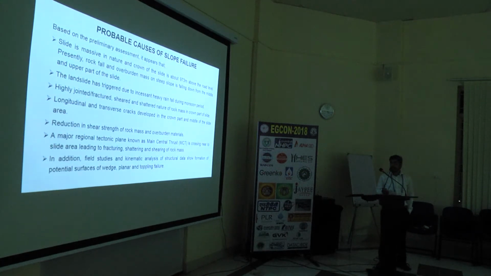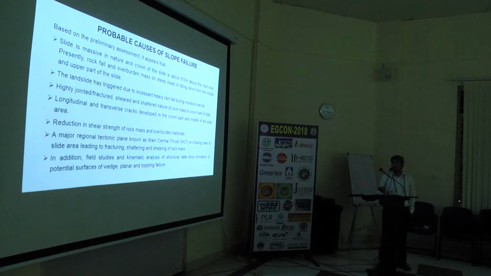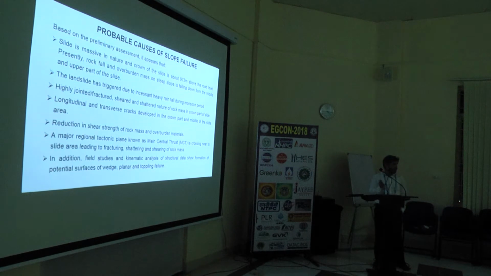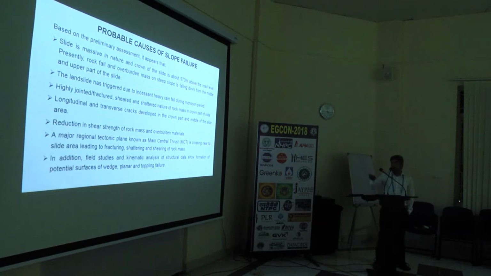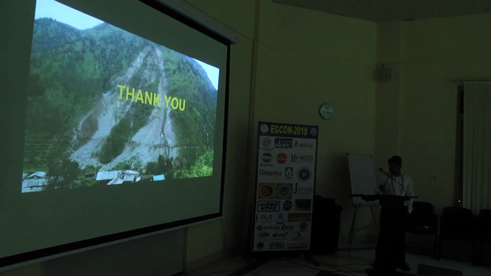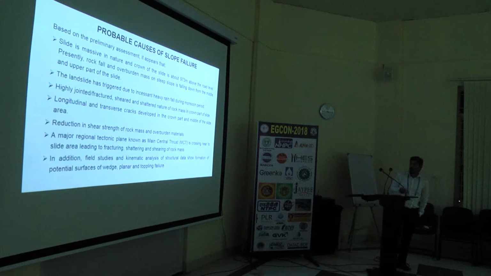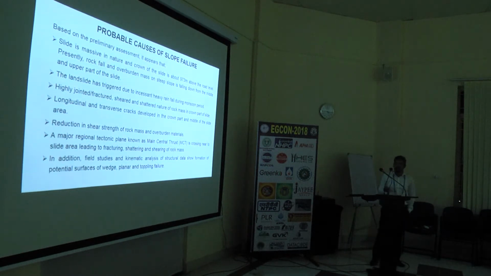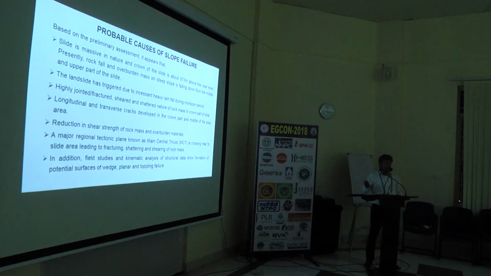As well as, the slide has been triggered by the heavy rainfall during the monsoon period, and highly jointed and sheared or shattered rock mass in the crown area, which I have already shown in the photos: longitudinal cracks as well as transverse cracks, present in the crown portion, which are acting as a conduit for water. Because of the percolation of water, there is probably a reduction in the shear strength of the rock mass, or highly shattered rock mass, which is acting like soil.